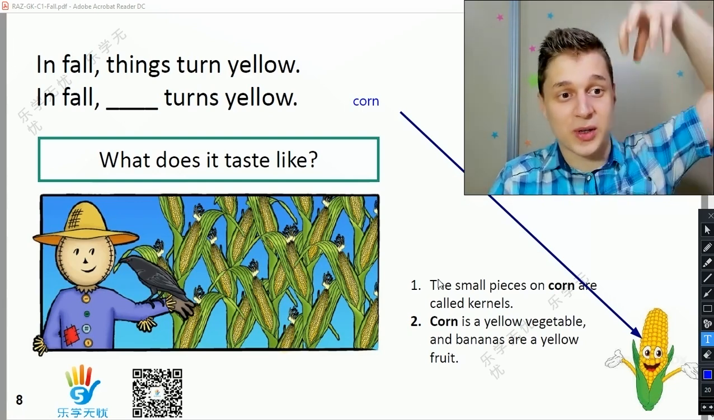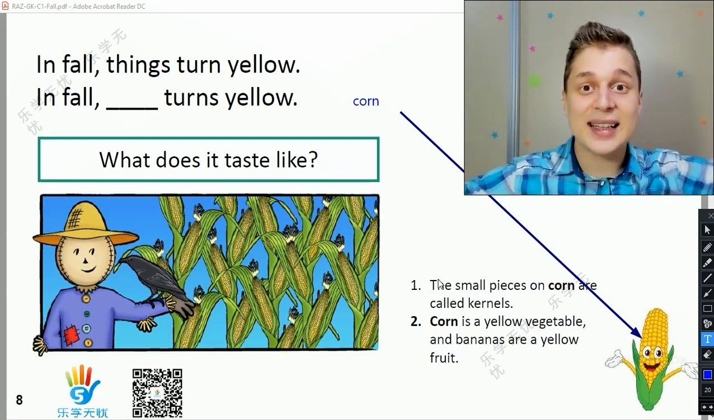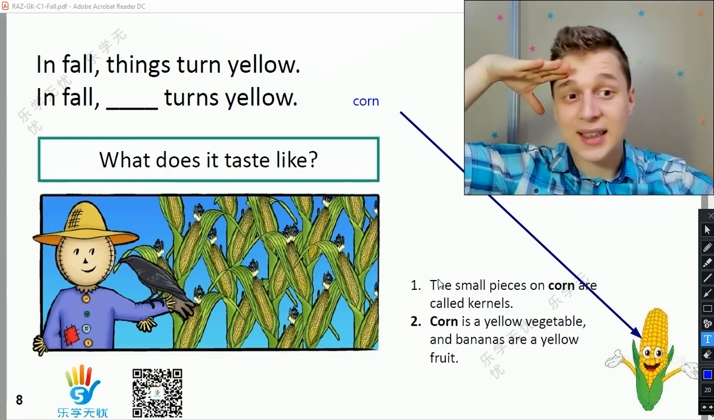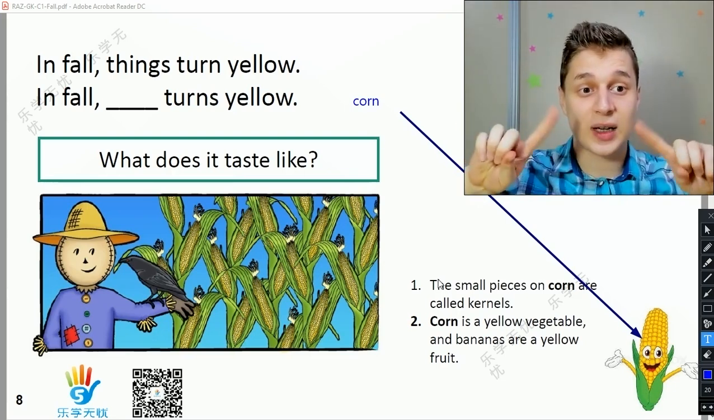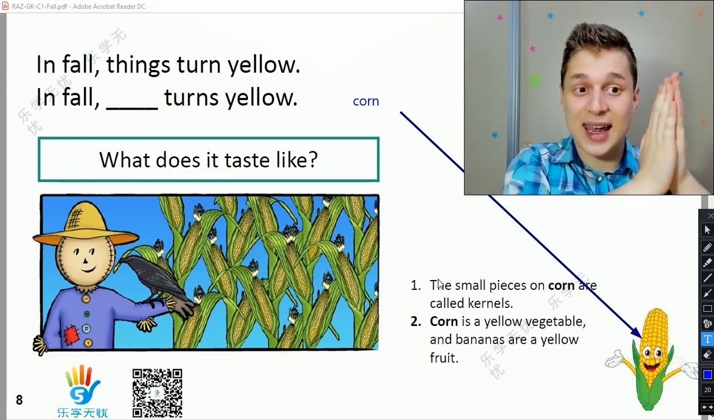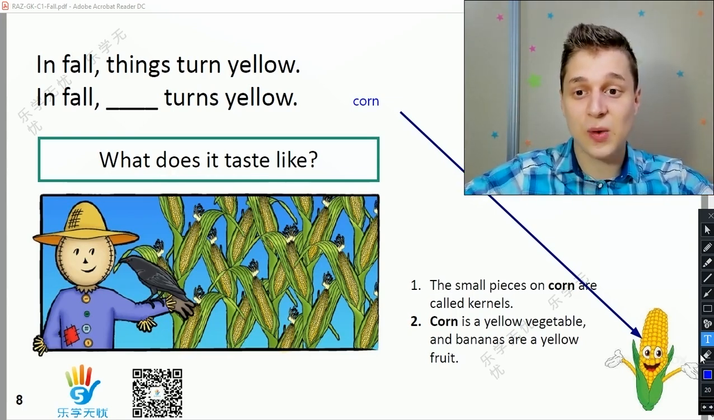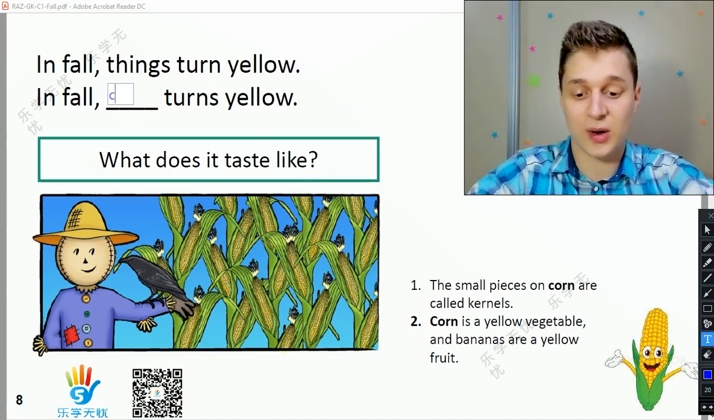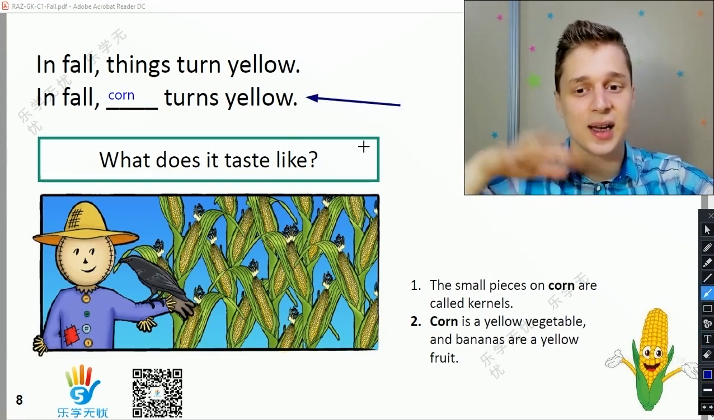So corn grows on tall stalks, and when there's a lot of them, it's like a jungle of corn where you can get lost. Sometimes there is so much corn that you cannot see the end of the cornfield, especially in places where they grow lots of corn. Now let's read the sentence by using the word corn. In fall, corn turns yellow.